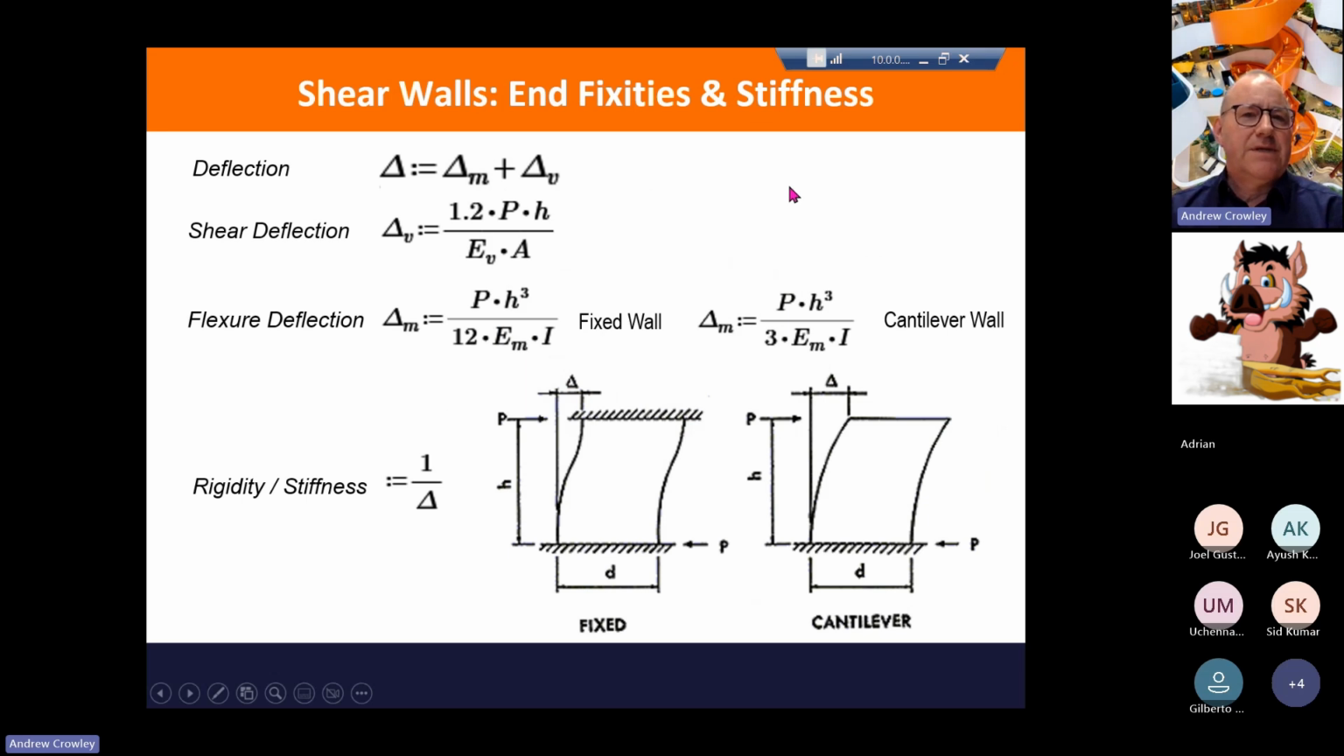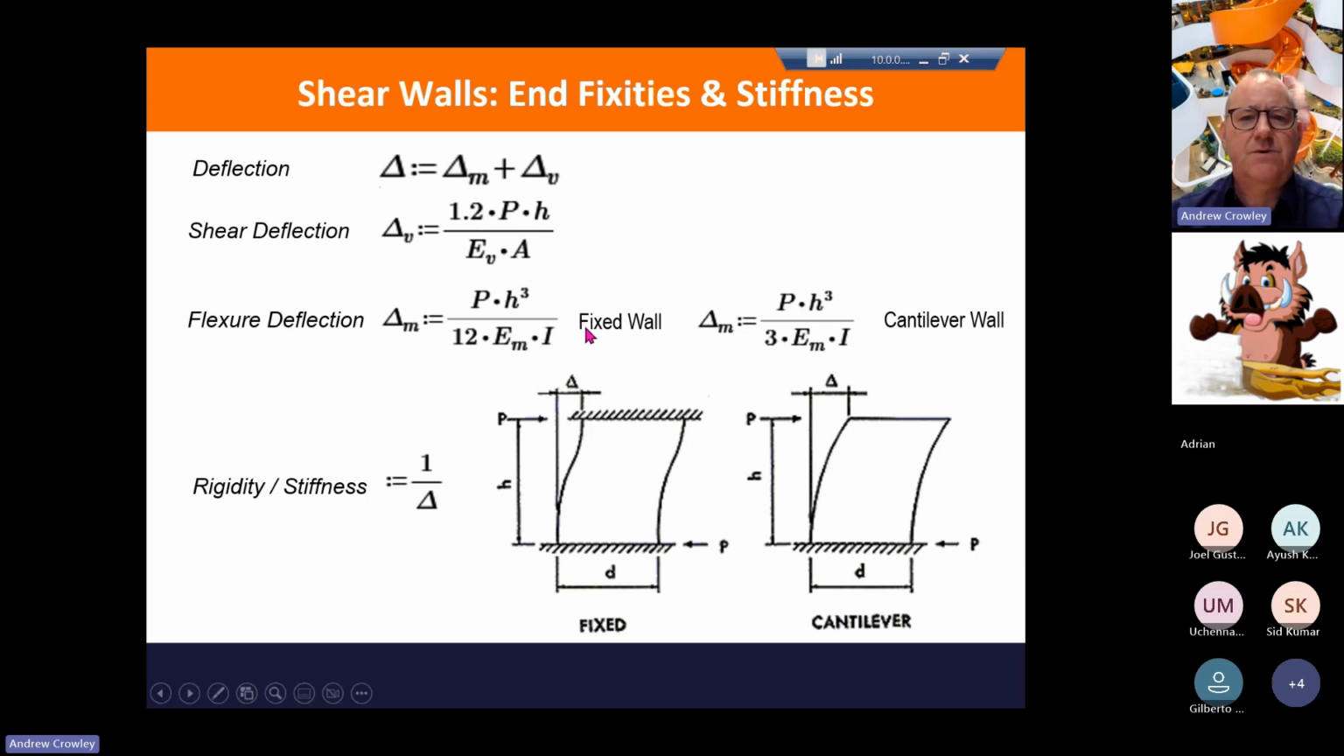So how do we work out the stiffness for each of the walls? Well, the stiffness is basically the inversion of the deflection, and the deflection is made of the sum of the bending deflection and the shear deflection. So the shear deflection is relatively simple. It's 1.2 multiplied by the applied lateral load multiplied by the height, and we divide that by the shear modulus multiplied by the area of the wall. Flexural deflection, well, it depends on your end fixity.